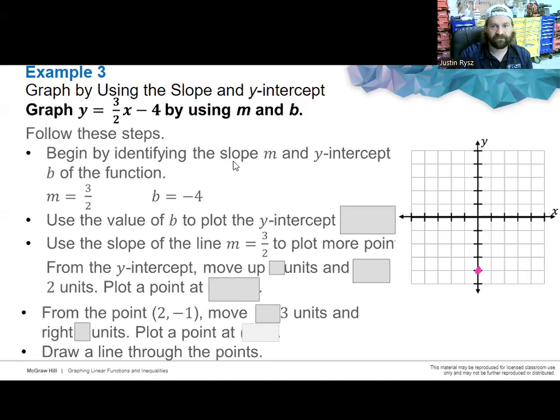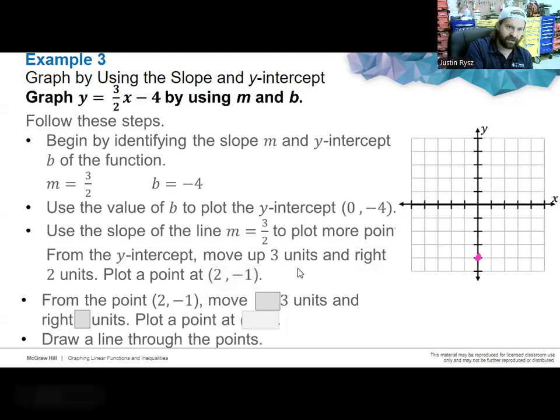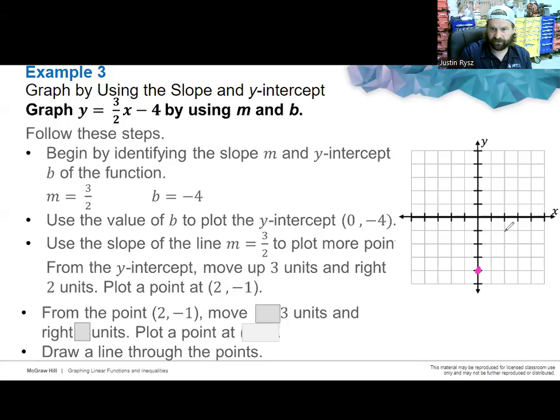Then after that, we're going to use the value of the slope to plot the rest of the points. Now, if the slope is 3 over 2, that means we're going to go up 3 and right 2. So positive to the right, up, up, up, and to the right. So we do that, we should be getting a secondary point. All right, if we go up 3, right 2, we're going to be right here, and that is the point 2, -1.